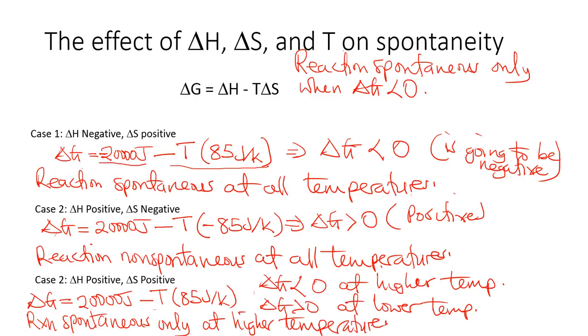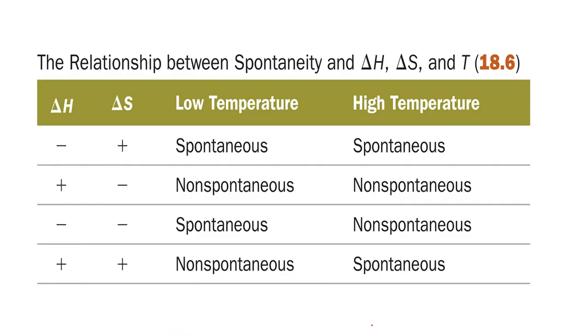So if you have delta H positive and delta S positive, the reaction will be spontaneous only at high temperature and will be non-spontaneous at low temperature. So that's what this is telling us. You really need to study this one. If you have delta H negative and delta S positive, the reaction is spontaneous at both low temperature and high temperature.